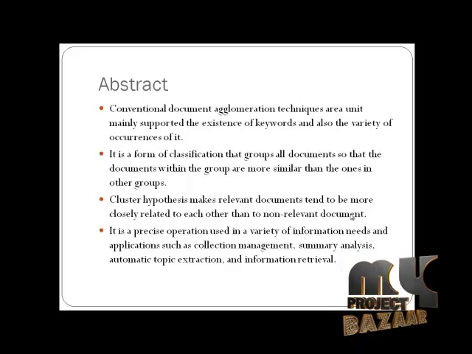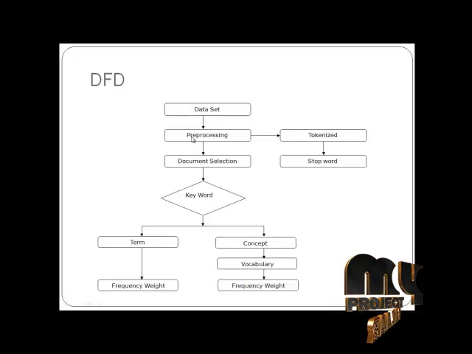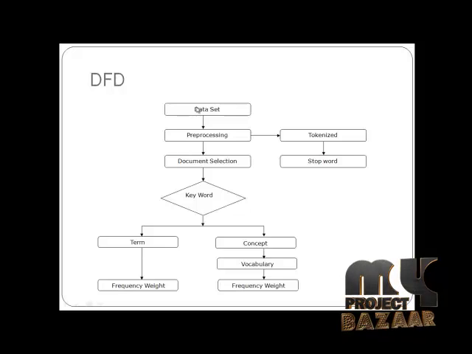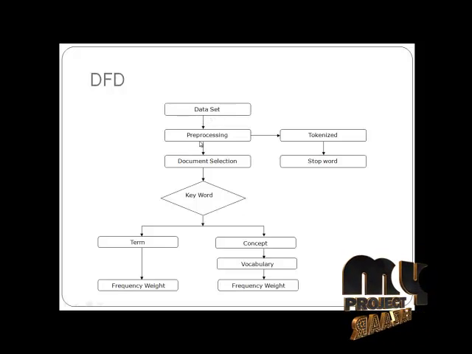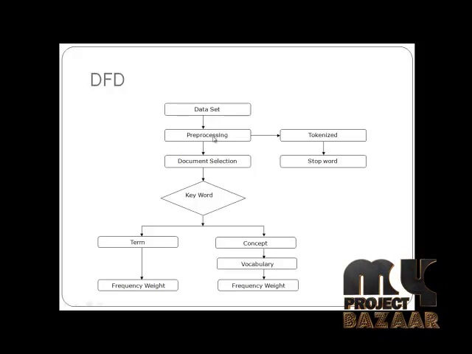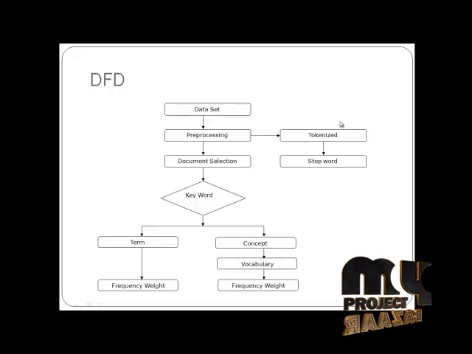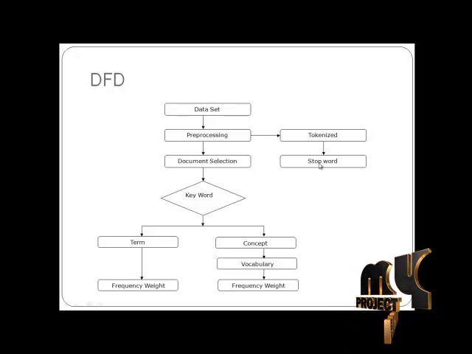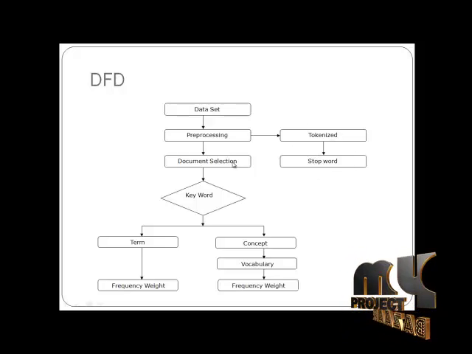Let us see the flow of the diagram. This is the data sheet. First of all, we take the biomedical dataset, three datasets that we are deriving. Next is the pre-processing step. In pre-processing, we apply tokenization to all the documentation, and the stop words are removed. After tokenization and stop word removal, we get the document selection.